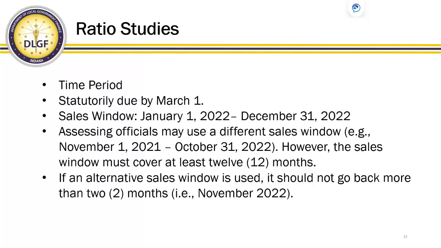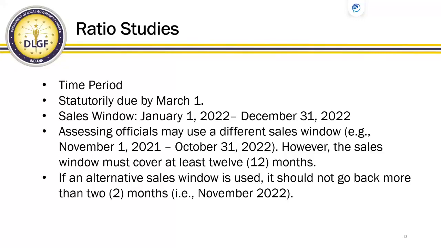In terms of the time period for your ratio study, statutorily it is due by March 1st. And as you can see, the sales window is January 1st, 2022 to December 31st, 2022.